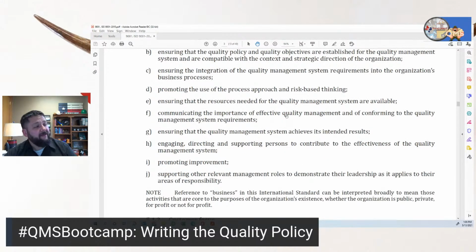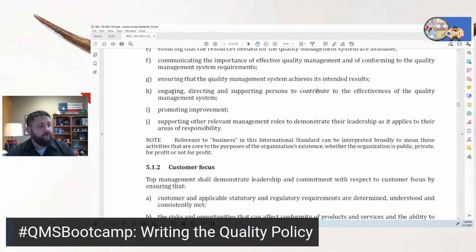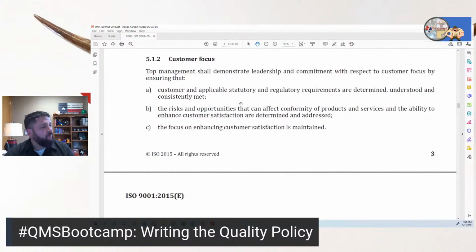They want to communicate the importance of an effective quality management system. That's key. The quality policy can be a fantastic tool there. We want to engage, direct, and support people to contribute to the effectiveness of the quality management system. All very key, vital things. So we'll skip over customer focus right now. Just know that anything we do ultimately has to point to our customer. How does quality impact our customer? If this was a health and safety policy, how does our health and safety impact our customer?